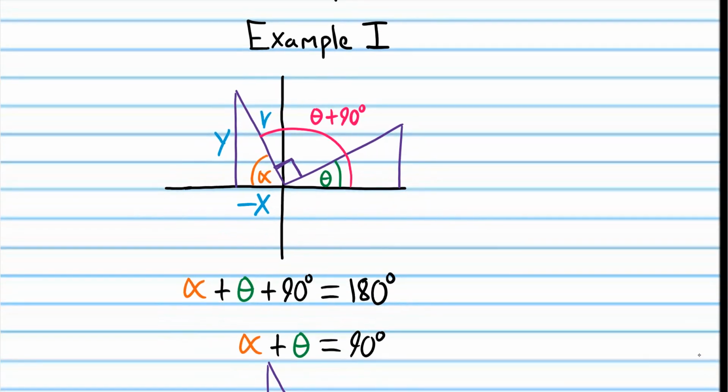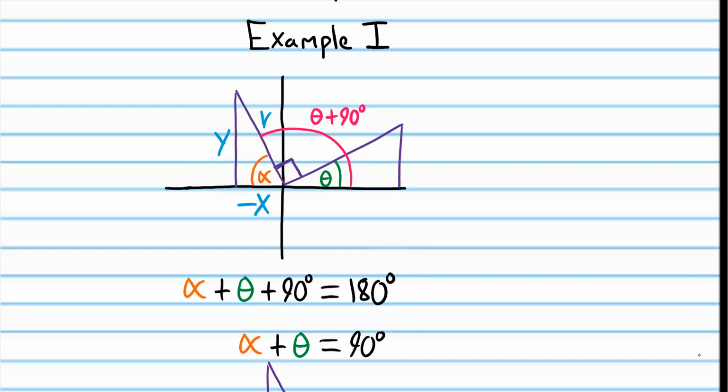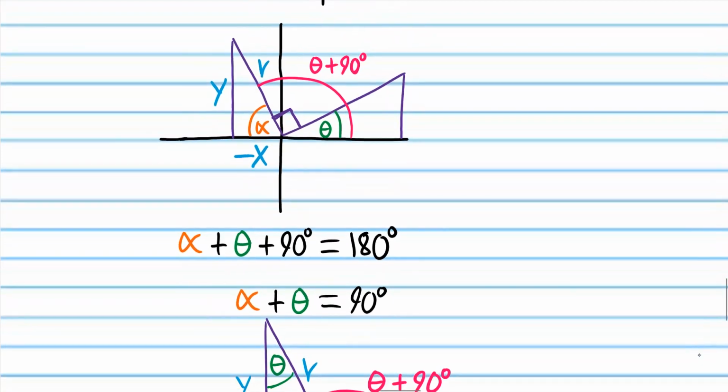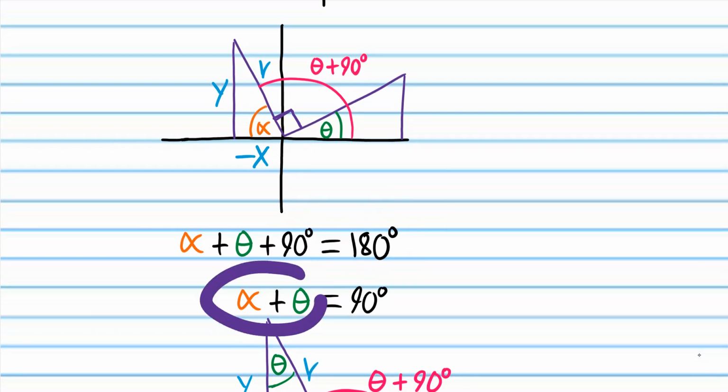Another way to think about it is if you add theta and 90 and alpha, then you get 180 degrees. Add theta, 90, and alpha, and you get a half rotation, which is 180 degrees. So we're adding theta, alpha, and 90. But if you subtract 90 from both sides of this equation, then you can see that alpha and theta are complementary angles. Remember, complementary angles are angles that add up to 90 degrees.